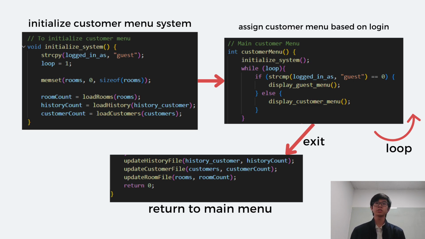This continues until the user chooses to exit. Before exiting, the system will save all changes in the file, ensuring all the data remains up to date. Finally, the program exits the loop and returns to the main menu.